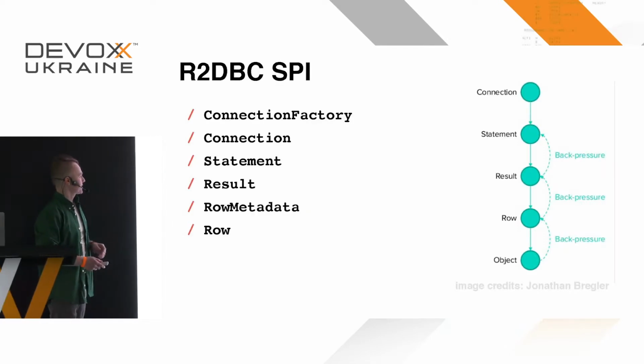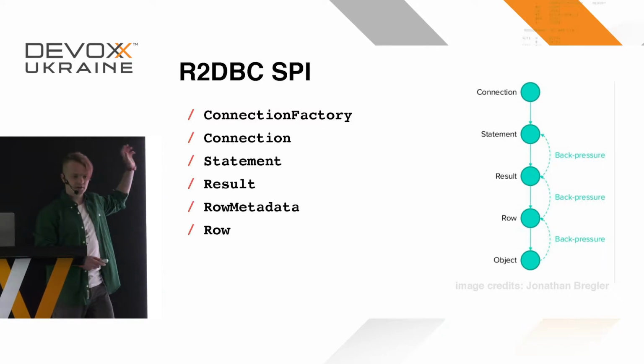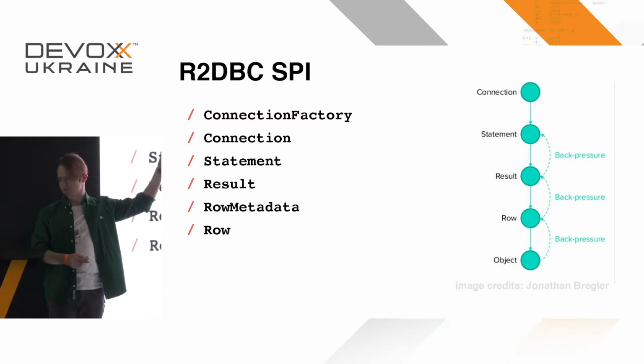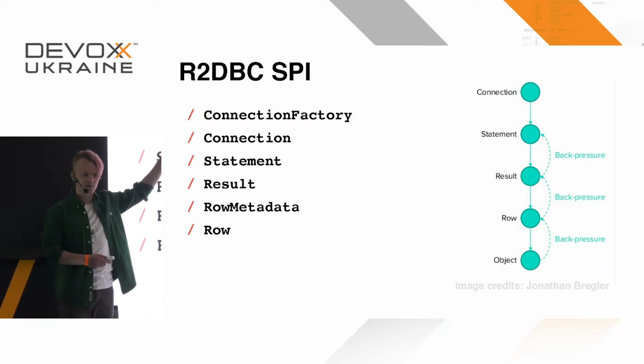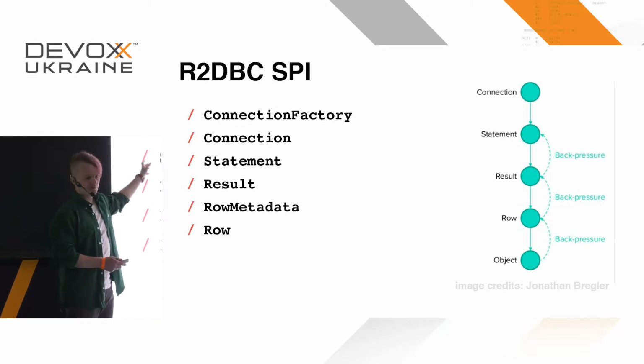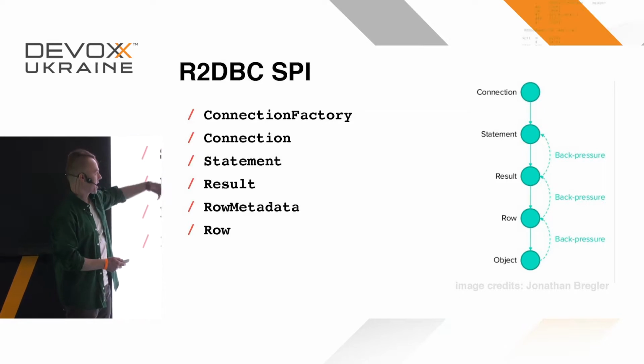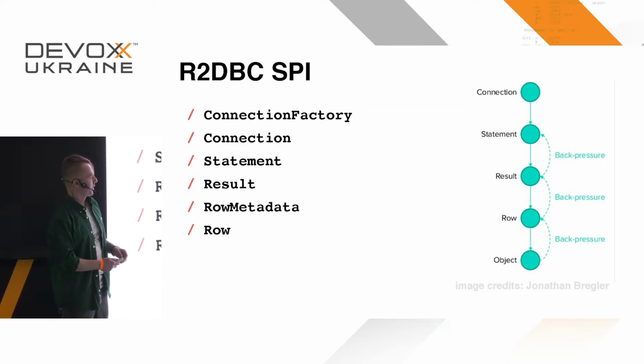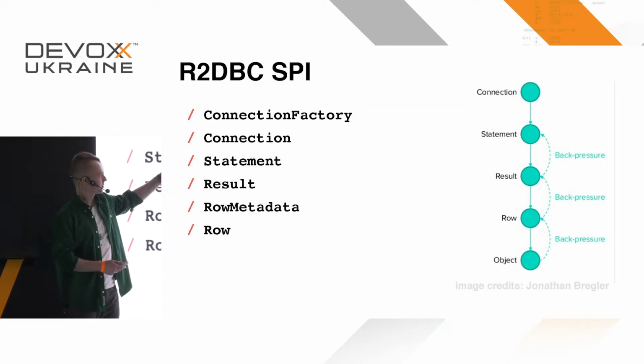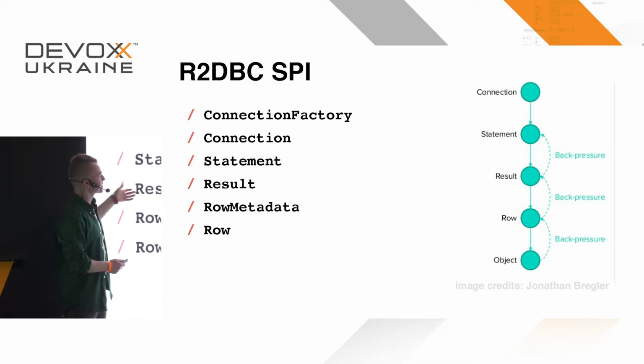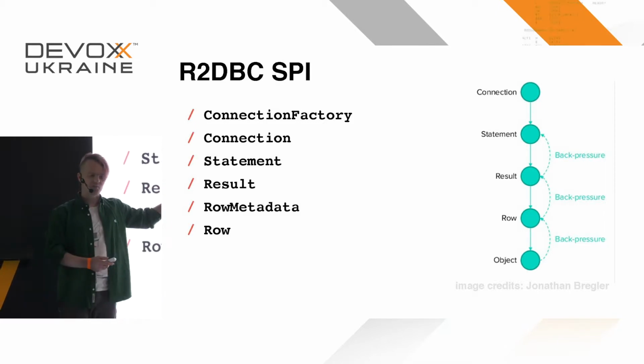So it consists of these classes, nothing special. Connection factory, connection, statement, result, row metadata, and row. If you look at JDBC, you will see the same stuff. It's obvious. This is how we get a statement from a connection, and a result from a statement. And because it's reactive programming, we have back pressure propagation through this chain, which is kind of cool.